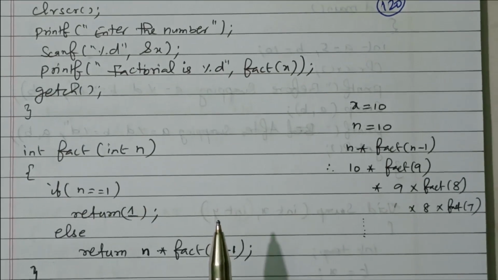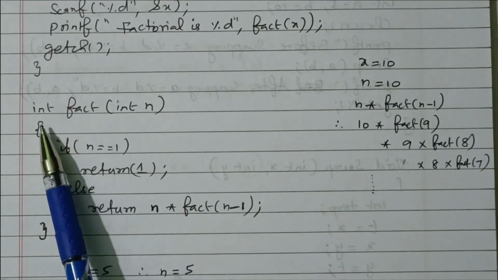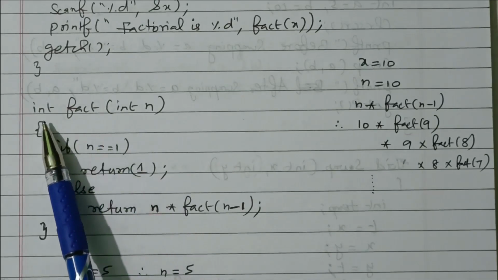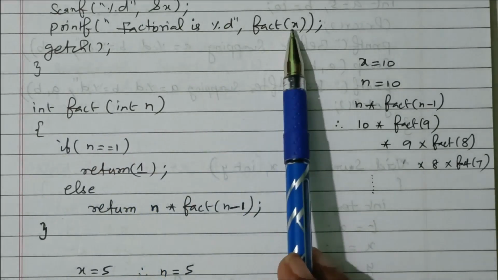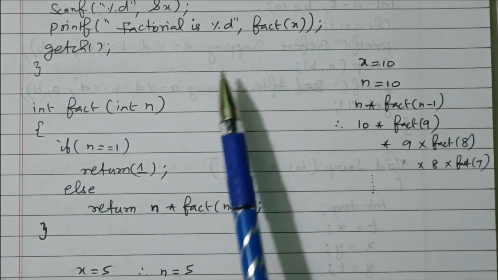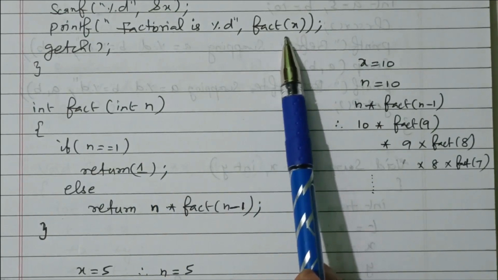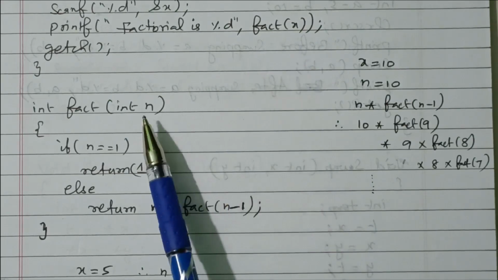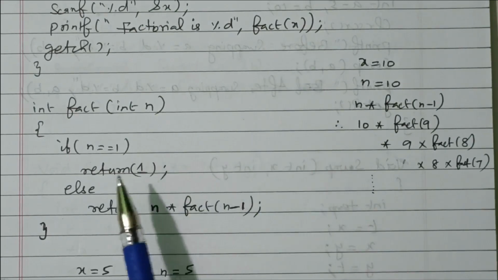Now we'll see what is available inside the function definition. Integer fact, integer n. This is the function definition. The return type is integer, the function name is factorial, and we have integer n. This x is the actual parameter, and this n is the formal parameter. That means x is available in the main program, and a copy of the value of x will be stored in n. The x and n are different; only the value is stored in n.